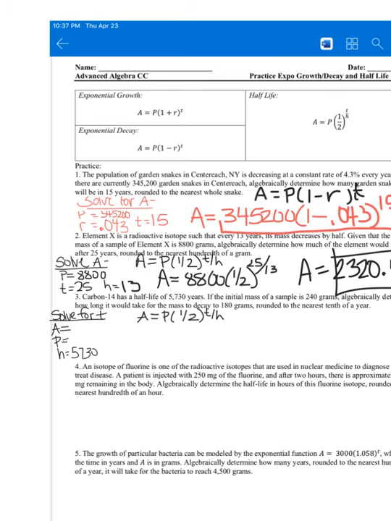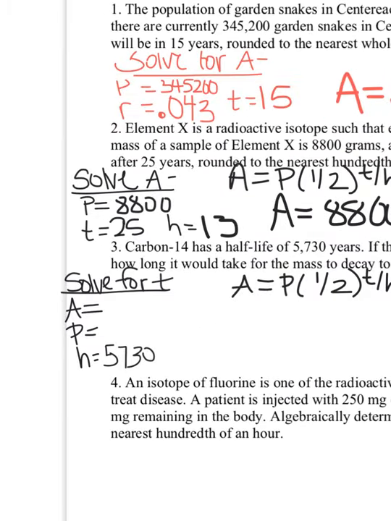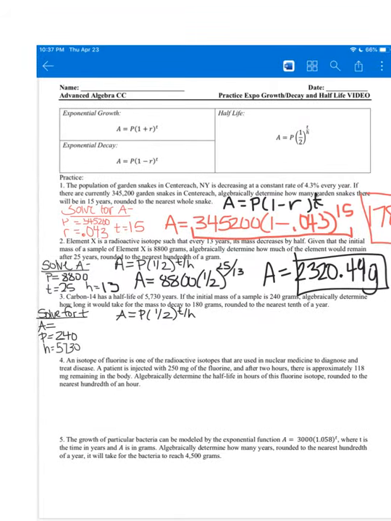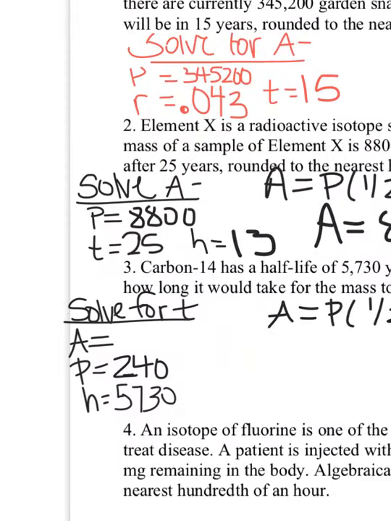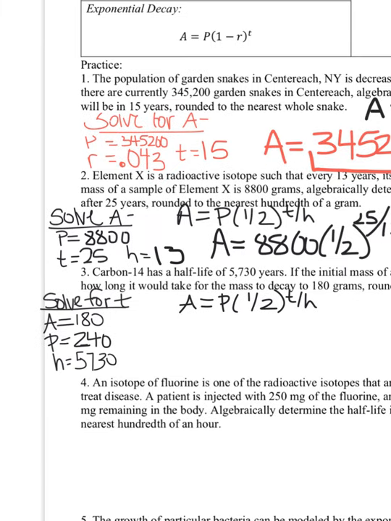The initial mass is 240, so the P value is 240. And we want to know how long it would take for the mass to go from 240 down to 180. So we want A to be 180 grams. When we plug all this in, we have 180 as our A value equals 240 times 1/2 raised to the time divided by H, 5,730. We didn't plug anything in for T because that's what we're solving for. Okay, so this is our new equation.